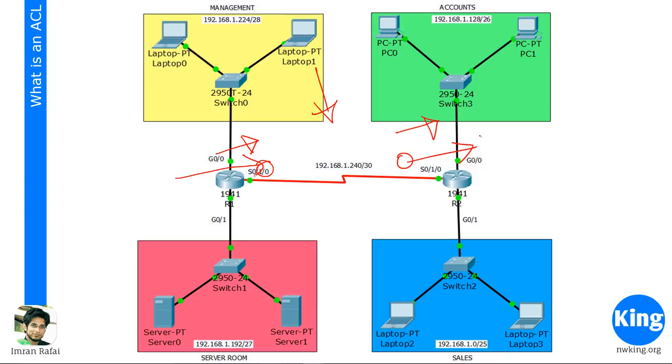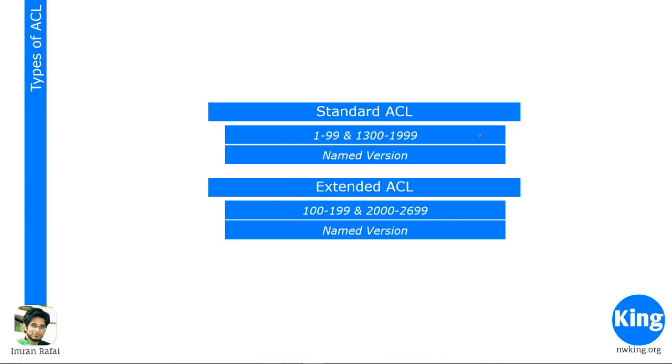Like I said, ACL is a list which is used to filter traffic. So let's look at what ACLs are in slightly more depth. There are two types of ACLs. One is standard ACL. Standard ACLs have identification numbers of 1 to 99 or 1300 to 1999, right? What are these numbers? These are just identifying numbers. They have nothing to do with priority. Standard ACL 1 has no more priority than standard ACL 2, right? This is just the name.